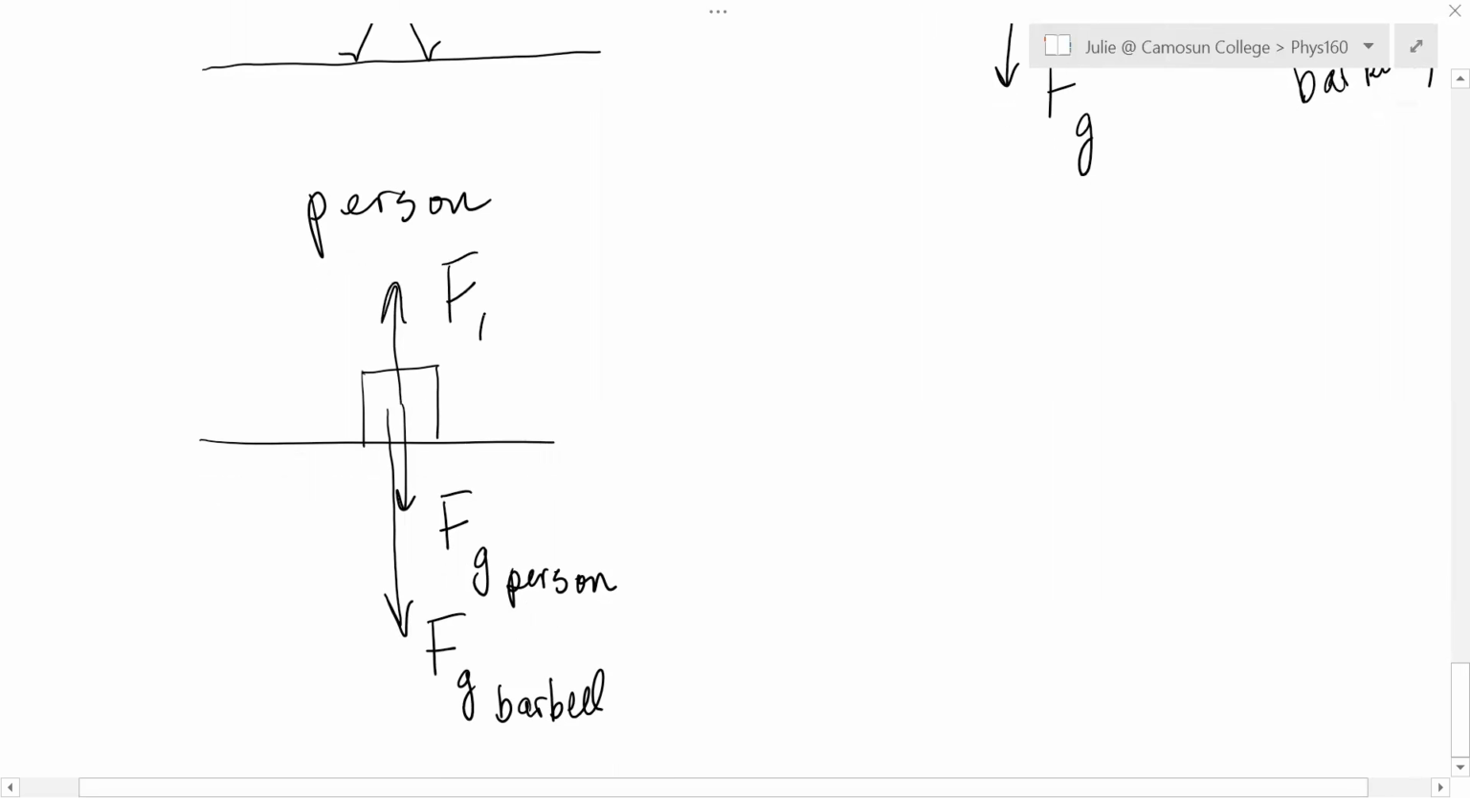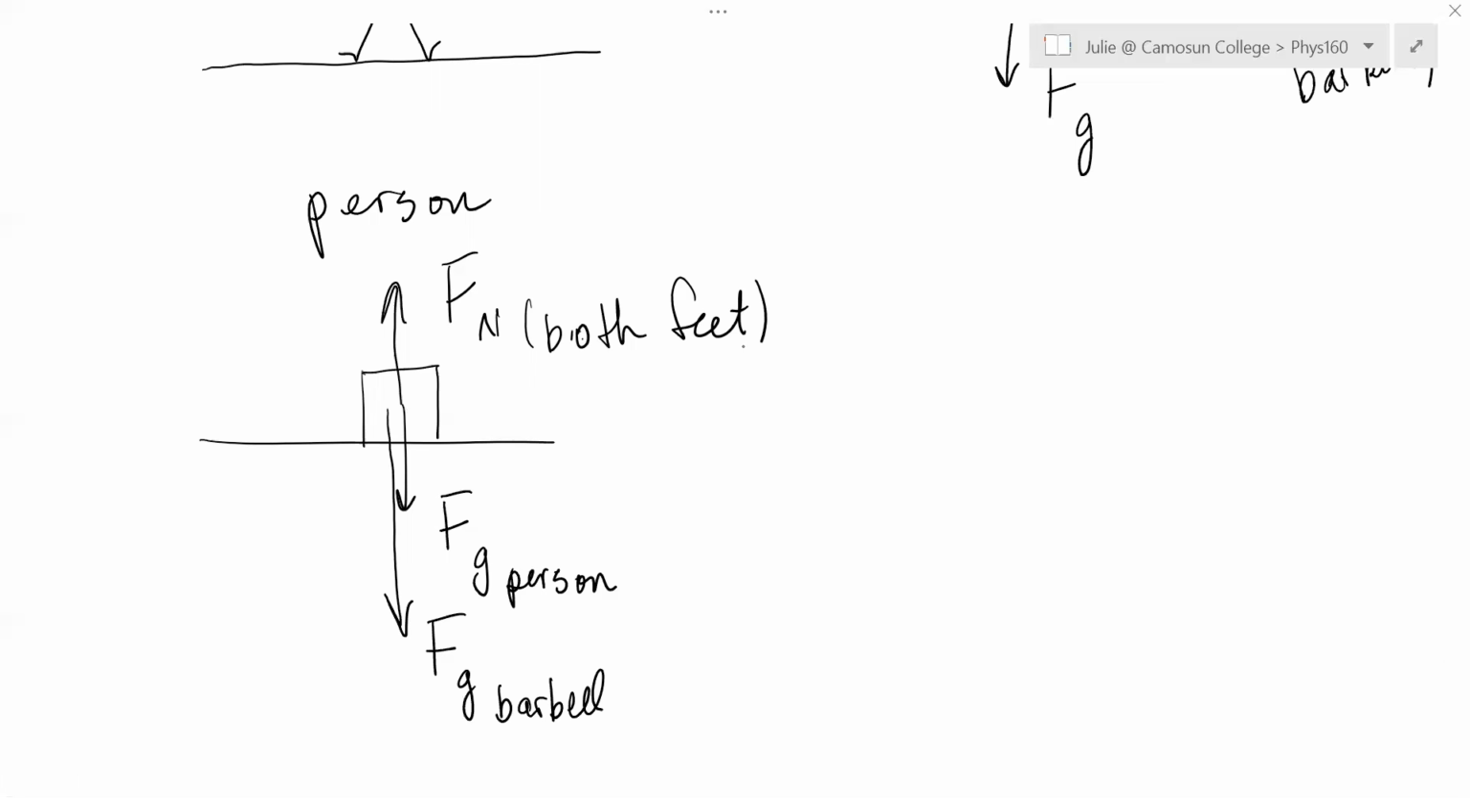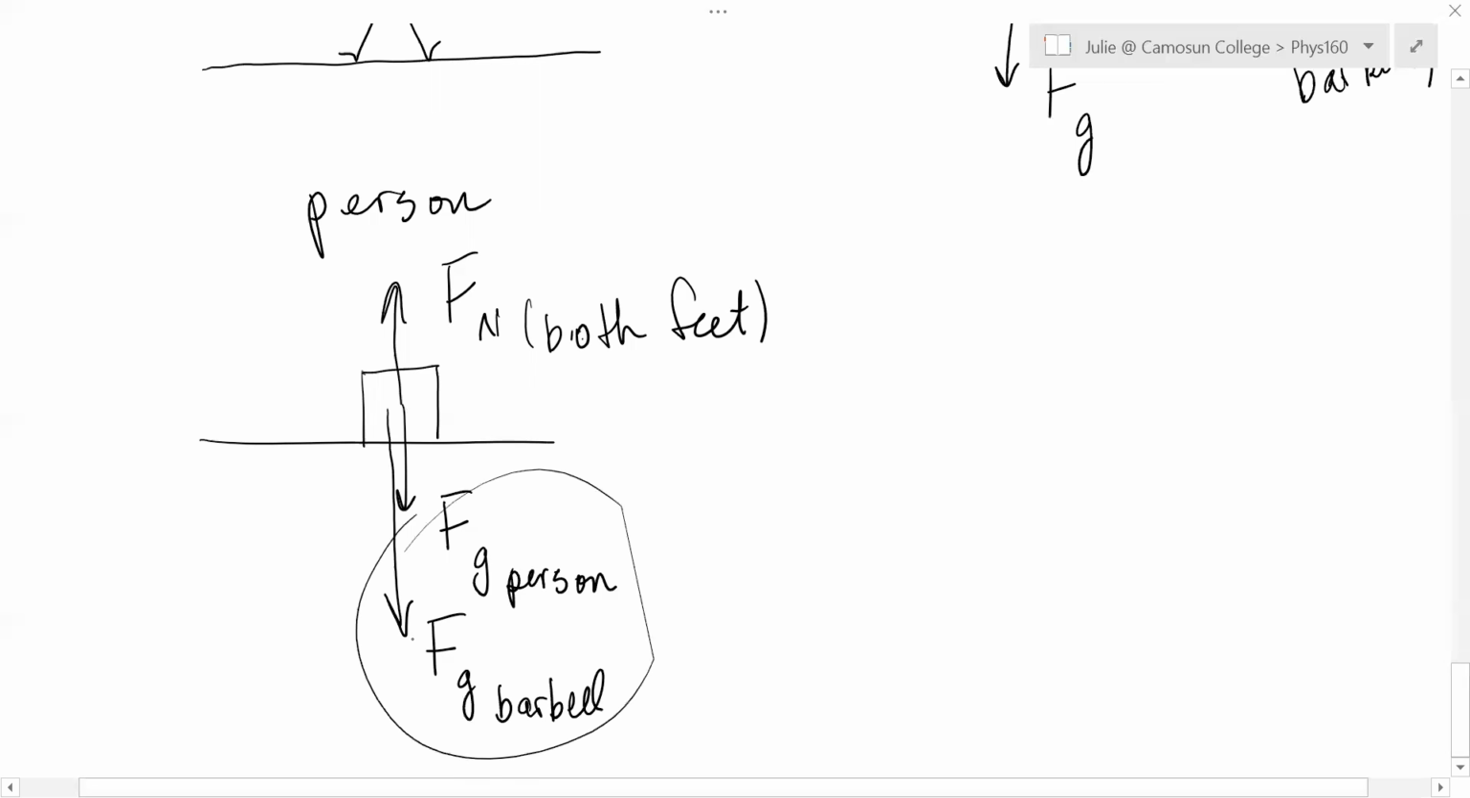That would be the normal force. Now this would be from both feet. If you stood on one foot, well, that would be phenomenally difficult, but that would have to be from both feet. Now, depending on whether this person is squatting up from the ground holding this barbell or lowering it to the ground or just standing there, these two would never change. So these don't change. But this could certainly change depending on the motion of that barbell.